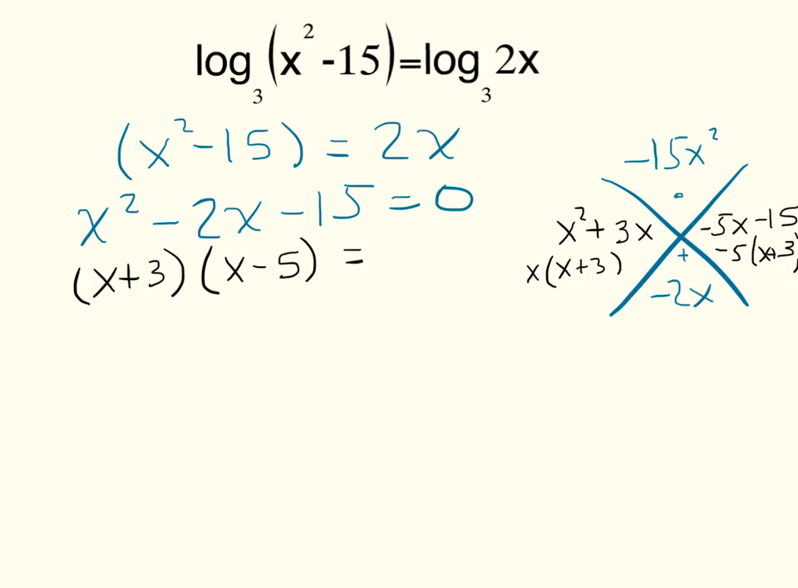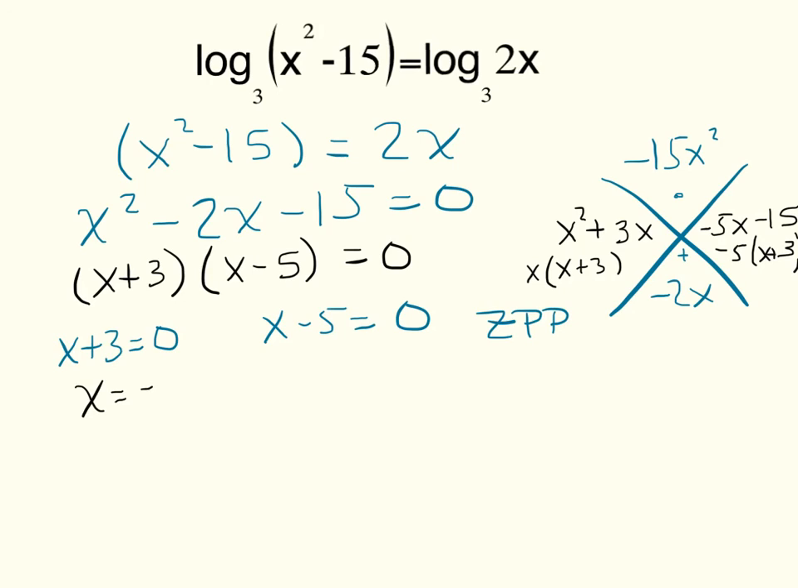So when we go to solve these, we end up using the zero product property. X plus 3 equals 0, x minus 5 equals 0, ZPP, zero product property. Continue to work these out. We end up with x equals negative 3, x equals 5.